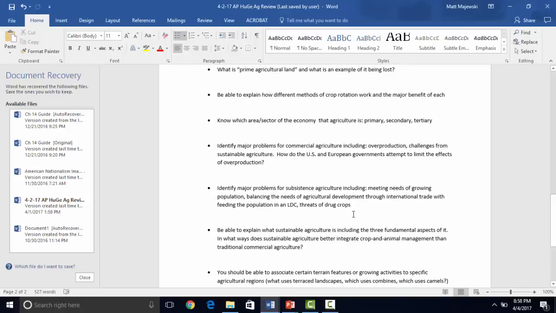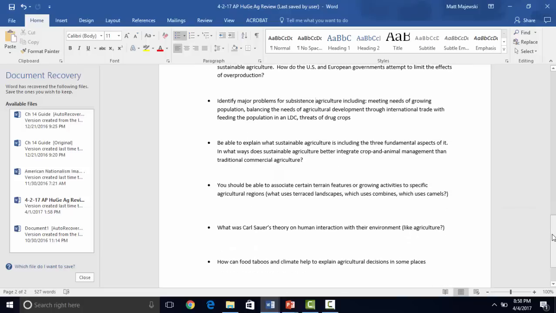Other challenges for LDC farmers, drug crops. A lot of times farmers might be able to make more by growing marijuana or opium or cocaine. And when they do these things, those are technically considered agricultural methods that are not benefiting the development of the country as a whole and definitely not feeding the population. All right?